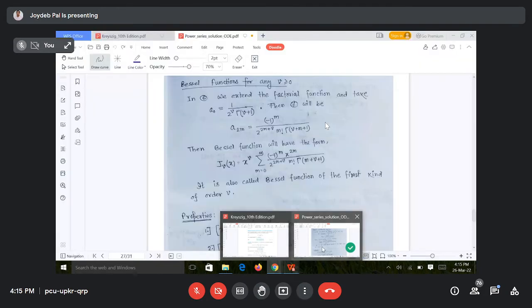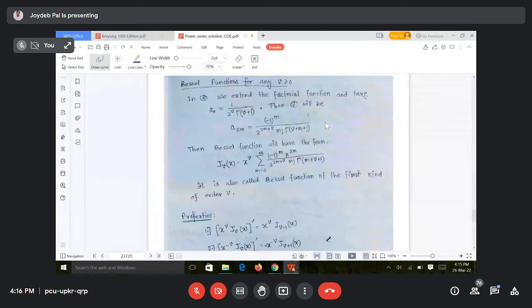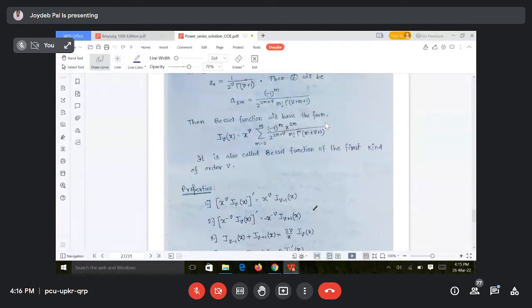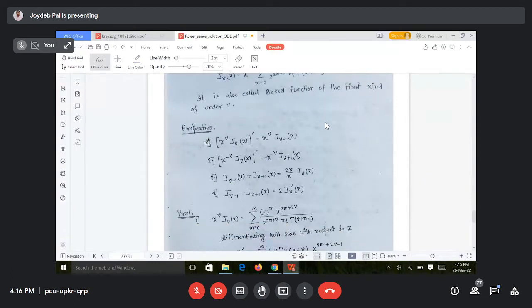Okay, now we have four properties of this Bessel function. Proof of these properties is important. Sometimes in exam it may come. These four properties are related to the derivative of Bessel functions. So see how they are related. Sometimes you will get a direct proof of some of these properties, or some application of these properties.